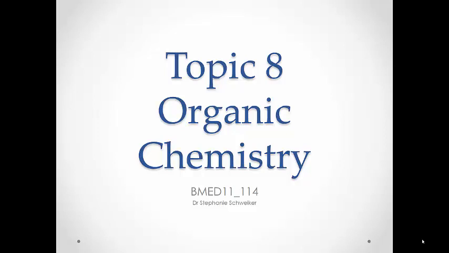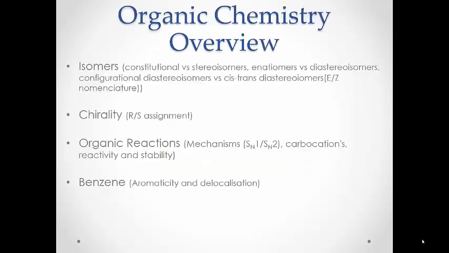Okay, so today we're going to be starting our organic chemistry. So this is topic 8. What we're going to talk about in this short organic chemistry introduction topic, we're going to firstly talk about our isomers, so the difference between constitutional and stereoisomers, enantiomers and diastereomers. We're going to talk about configurational diastereomers and cis-trans diastereomers. And we're going to get into the E and Z nomenclature.